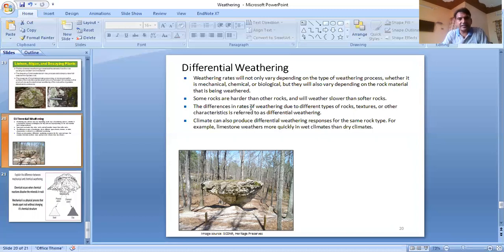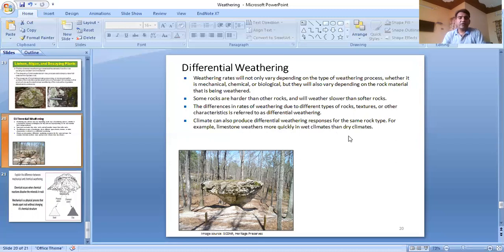The difference in rates of weathering due to different types of rocks, texture, and other characteristics is referred to as differential weathering. Climate, as I told you, can also be a very important factor which speeds up the weathering process. For example, limestone weathers quickly in dry climates. If the rocks have an abundance of limestone minerals, it quickens the process of weathering. And if you have a dry climate, it will also quicken the process of weathering.